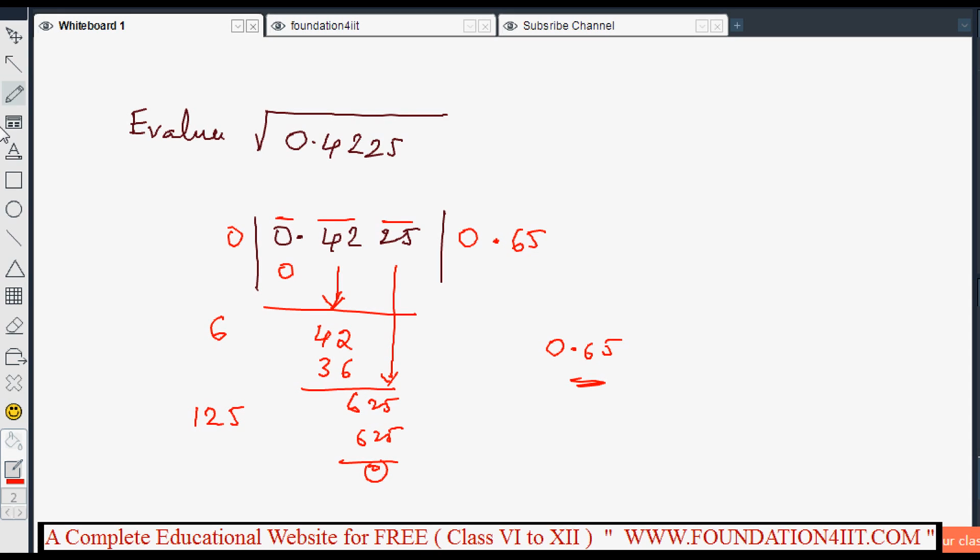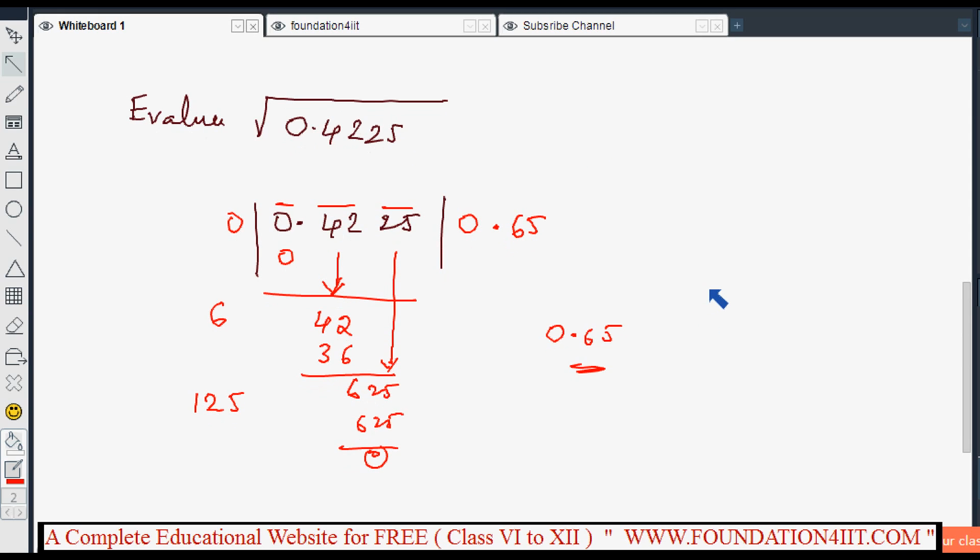The important thing is whenever the number of digits after the decimal is odd, we need to keep an extra 0. But here in every question the number of digits after the decimal is an even number. Now we have seen till now how to find the square root if it is a perfect square number. So next topic I'll explain to you.